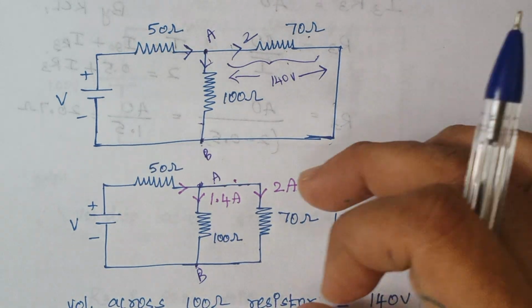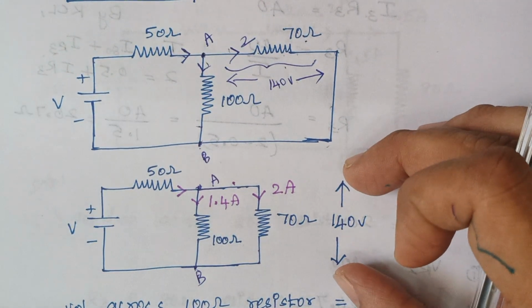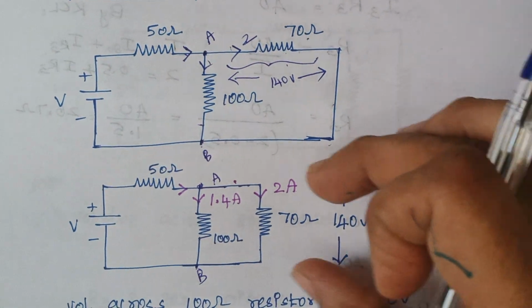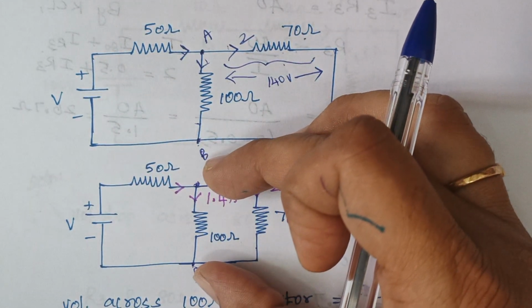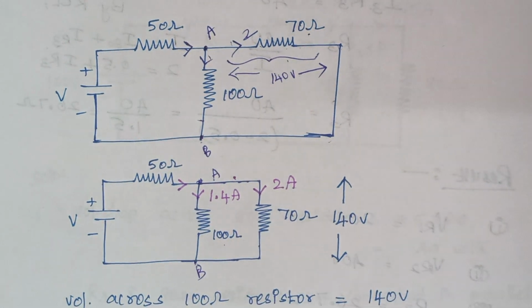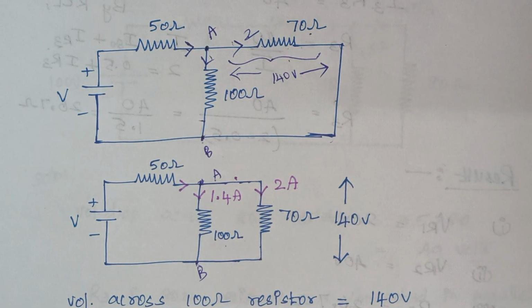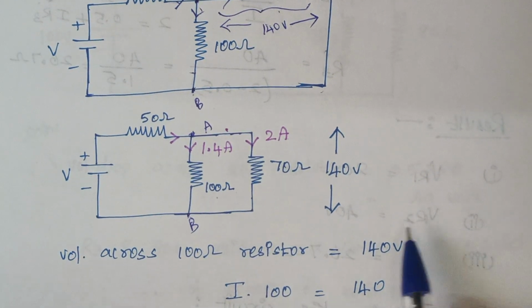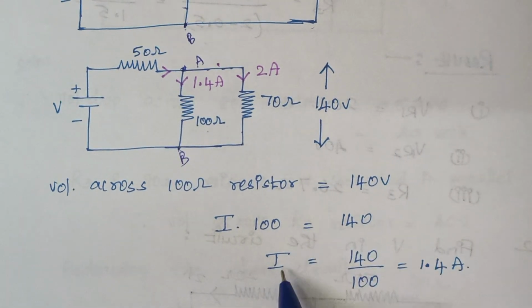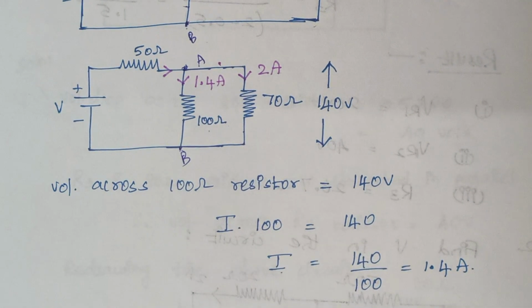Now across the 70 ohm, we have a voltage drop of 140 volt. So the same 140 volt is impressed across this 100 ohm resistor also. We know the value of R, we know the value of V, so we can easily calculate the value of I. The voltage across the 100 ohm resistor is 140 volt, and I into 100 is 140. Therefore the current flowing through this 100 ohm resistor is calculated as 1.4 amps.